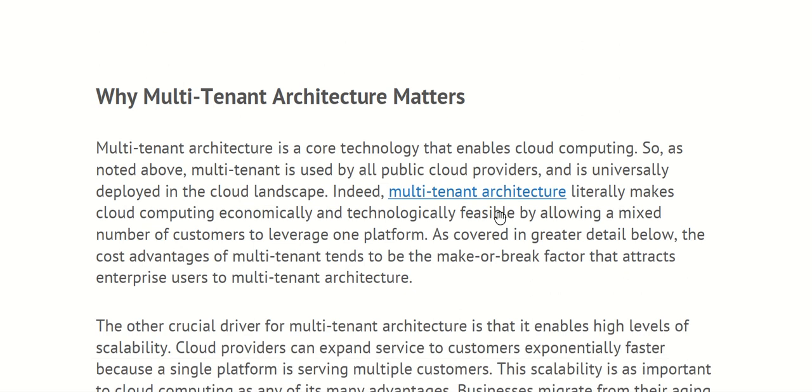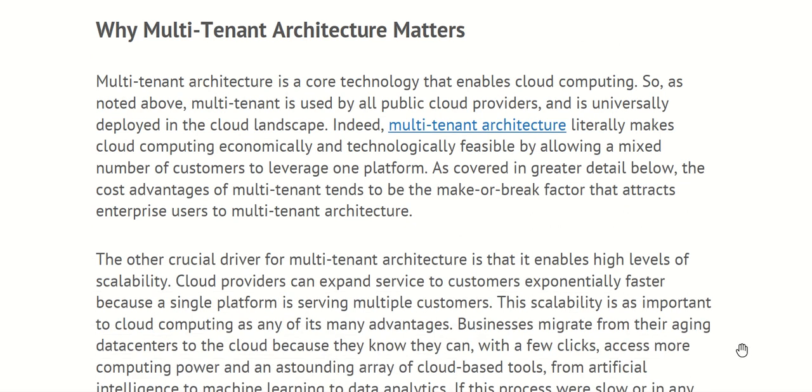Why multi-tenant architecture matters? So let's go through that, guys. Multi-tenant architecture is a core technology that enables cloud computing. As noted above, multi-tenant is used by all public cloud providers and is universally deployed in the cloud landscape. Indeed, multi-tenant architecture literally makes cloud computing economically and technologically feasible by allowing a mixed number of customers to leverage one platform. Covered in greater detail below, the cost advantages of multi-tenant tend to be the make or break factor that attracts enterprise users to multi-tenant architecture.